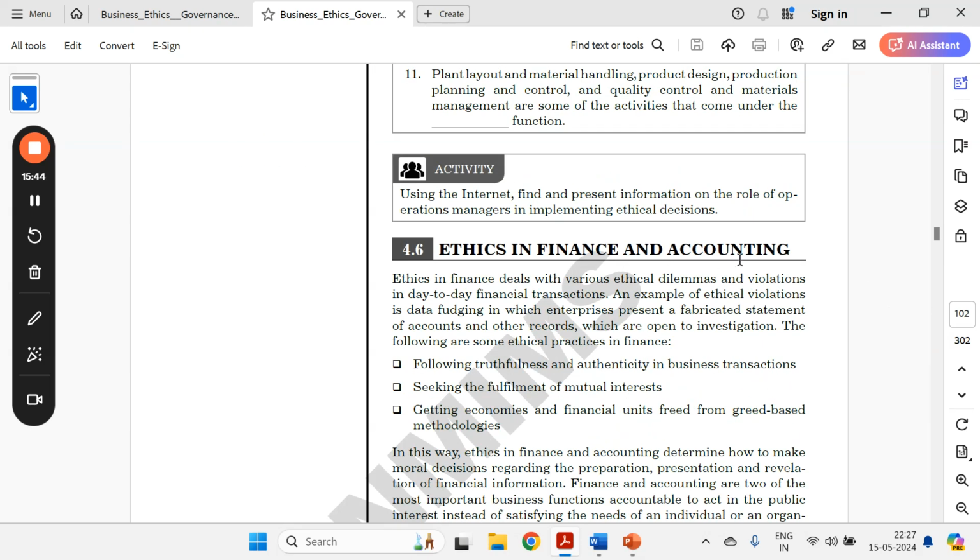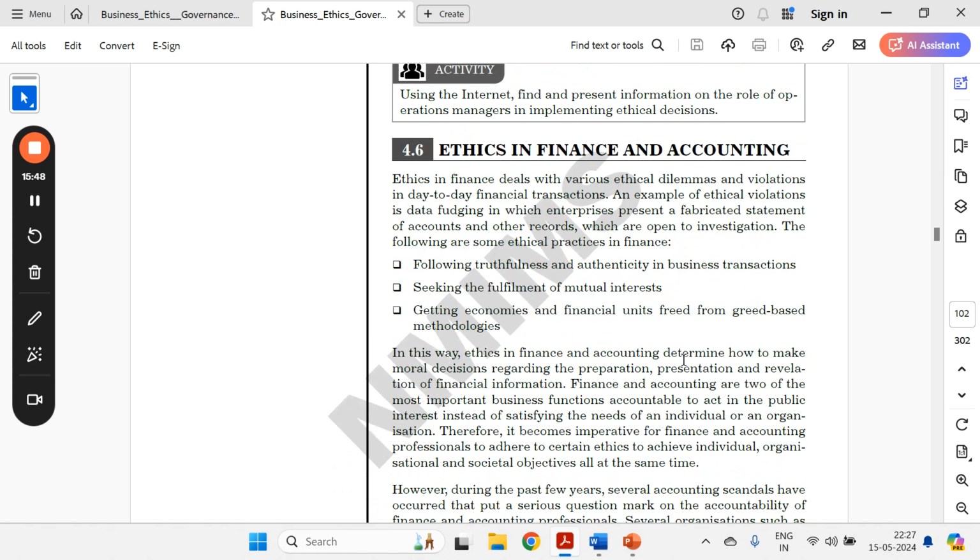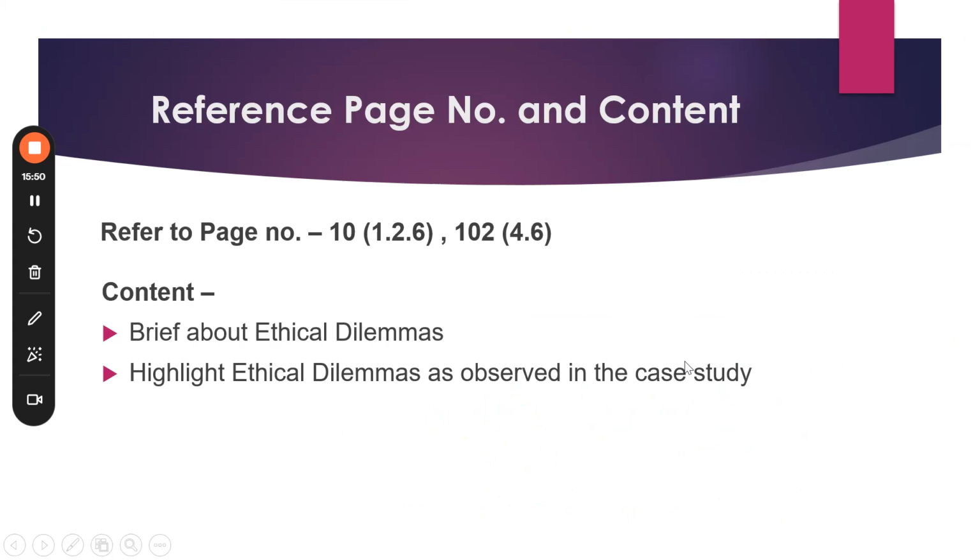ethics in finance and accounting, right? Because more bribery happens in that case only, right? So you can just refer to this particular content, right?